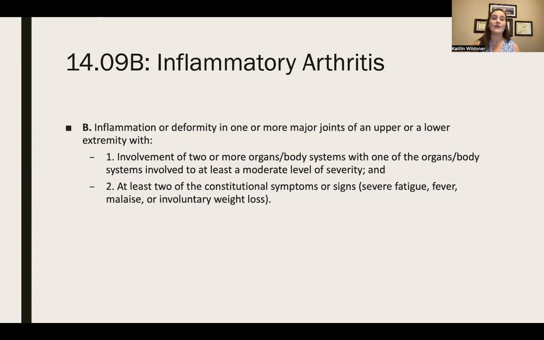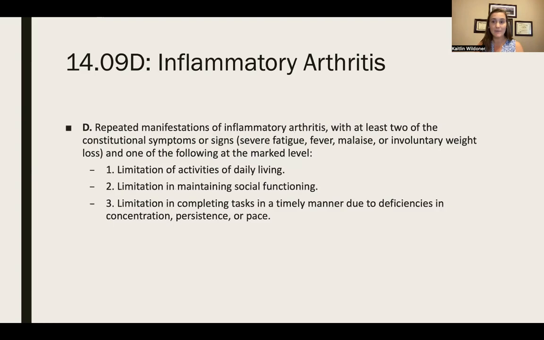1409B requires inflammation or deformity in one or more major joints of upper or lower extremity, so arms or legs pretty much, with the additional involvement of at least two or more body systems, with one of the organs or body systems involved to at least a moderate level of severity, and at least two of the constitutional symptoms or signs, including severe fatigue, fever, malaise, or involuntary weight loss. As I said, we skip 1409C. It's not terribly relevant to RA.